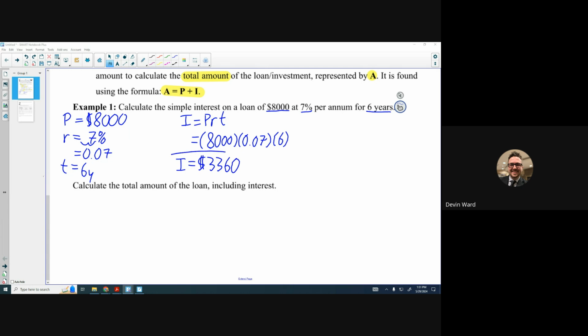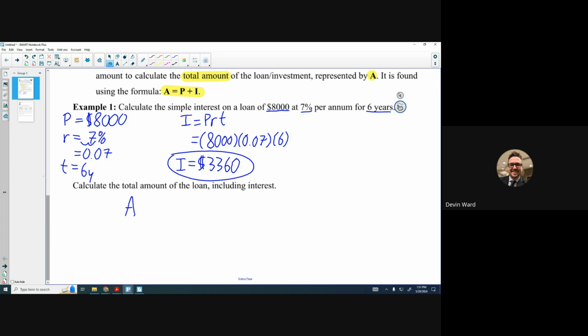$3,360. Okay, so that's my interest. So if I want to calculate how much I should pay for the loan, say I took out this loan of $8,000 to, I don't know, help me buy a car. To charge 7%, I have to pay over the 6 years $3,360 in interest. So how much do I actually pay for the loan?